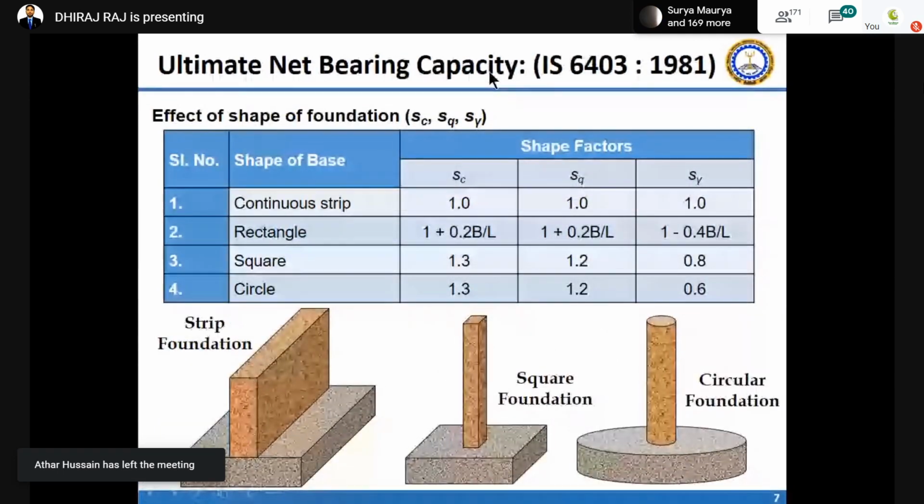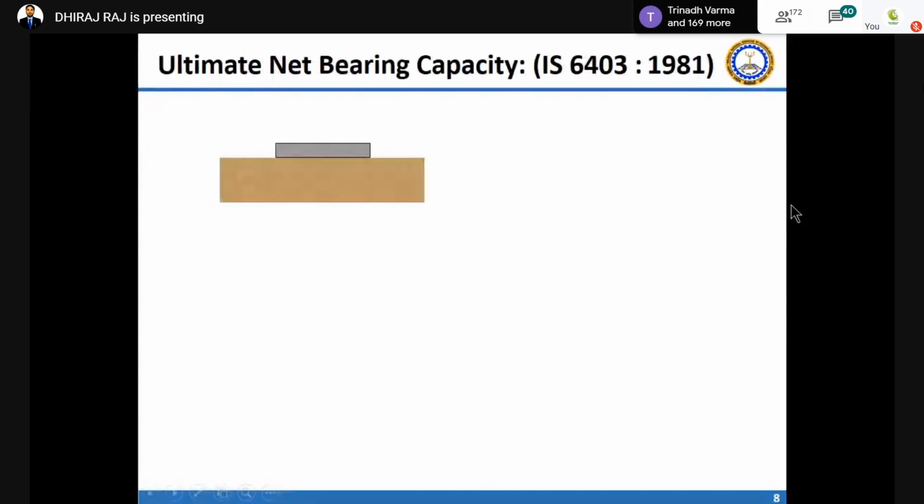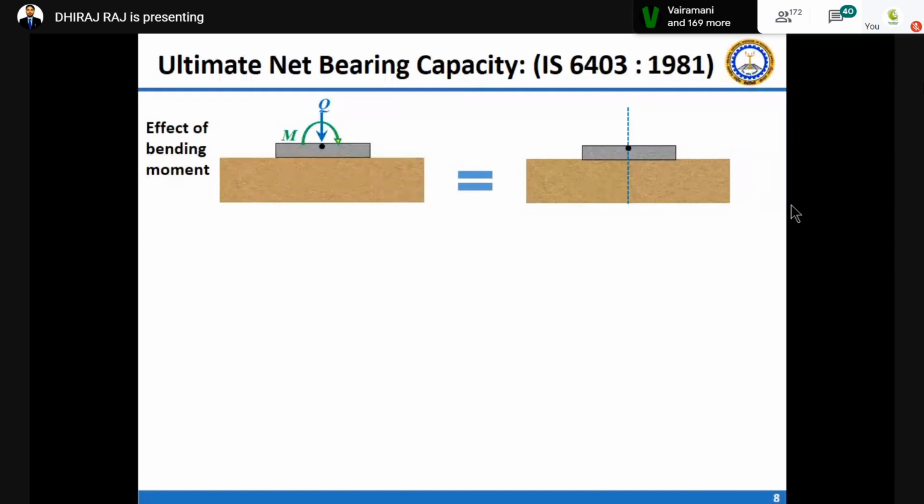The shape factor depends on the shape of the foundation. Because this theory was developed for strip foundations, it is multiplied by some shape factor to come up with a solution for square and circular foundations. These are the shape factors. Similarly, when the foundation is subjected to vertical load and moment, what is happening? This type of problem is solved by eccentric vertical load.